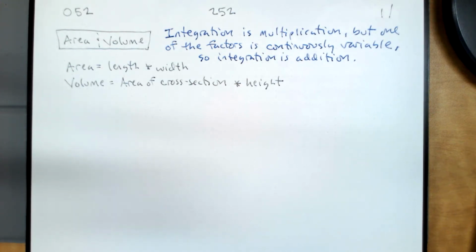Today, we're going to continue looking at integration, thinking of integration as multiplication, but one of the factors is continuously variable. So thinking of integration as addition. We're going to continue looking at integration through area and volume. Area is equal to length times width. Volume is area of a cross section multiplied by the height. Two applications based on the same operation, so they should have the same effect when we start doing integration problems.